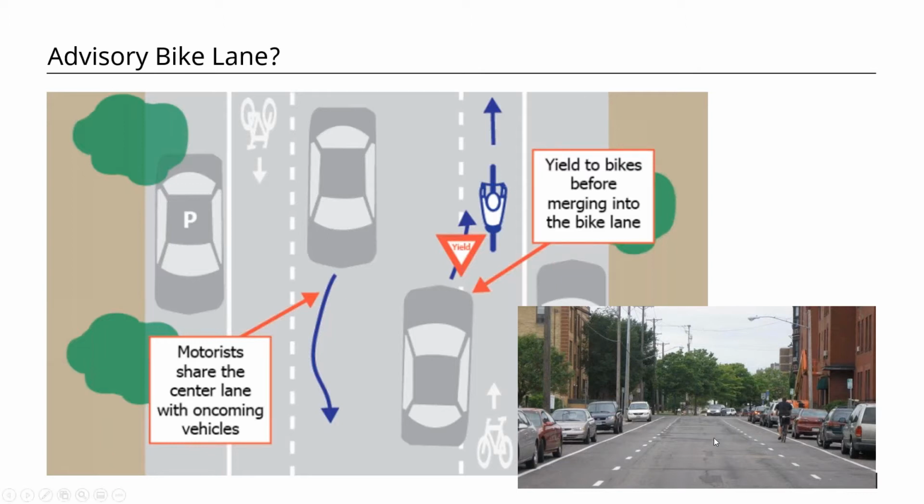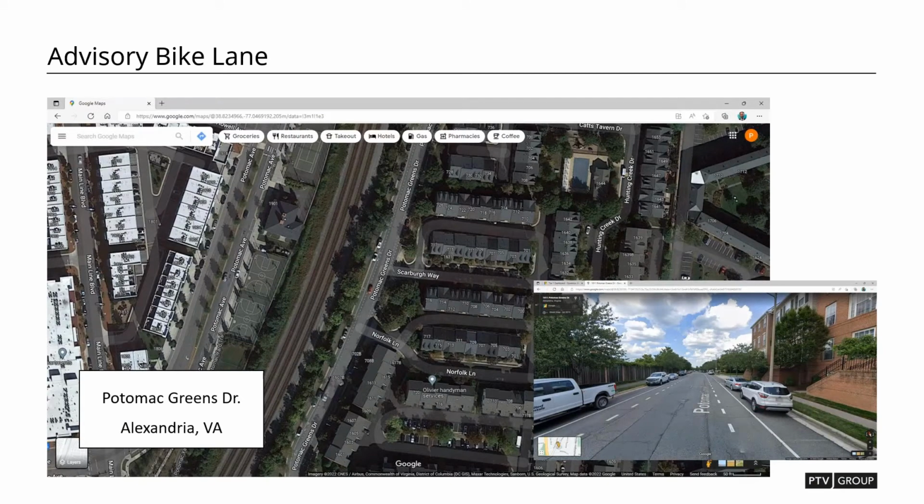This is what I was trying to model, because the shared space concept is not that native to Vissim, but there are some features I can use to mimic this particular situation. I found one sample case in Alexandria, Virginia, a roadway called Potomac Greens Drive, in a residential area, where there's a shared space and bike lanes on either side.